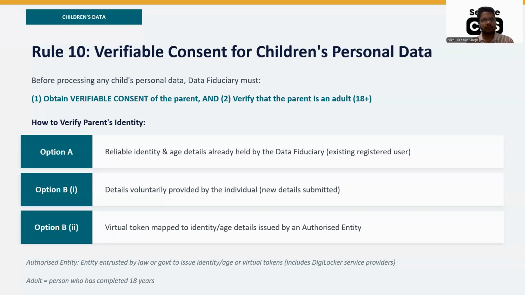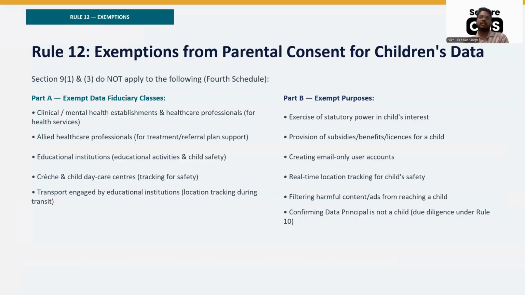So this is a very complex thing, and entrepreneurs, startups or companies will have to navigate this verifiable consent requirement if you are operating in the children's domain, like edtech or anything as such. There are some exceptions to it for children's consent as well. Now, what are the exemptions from parental consent for children?